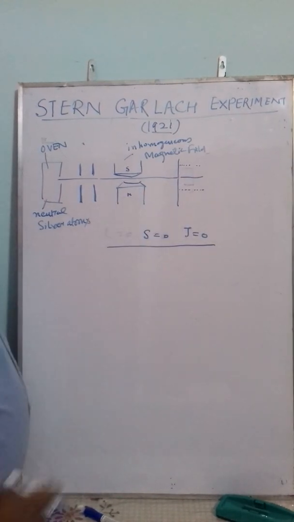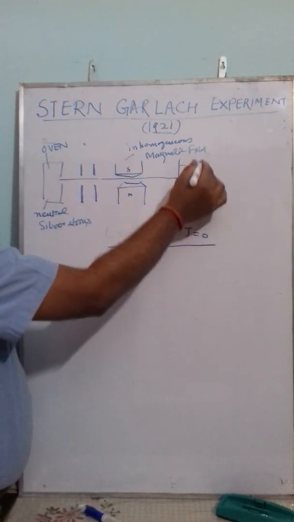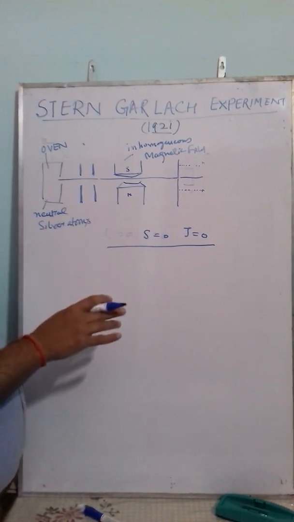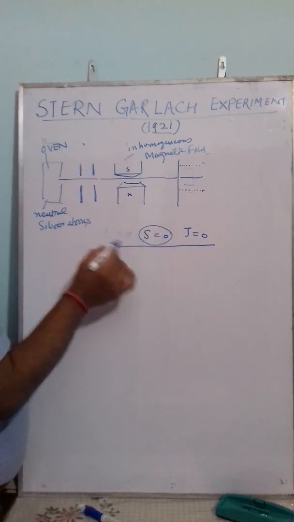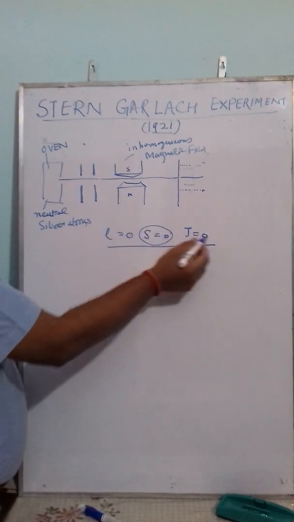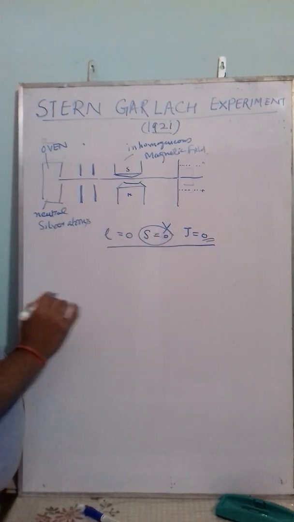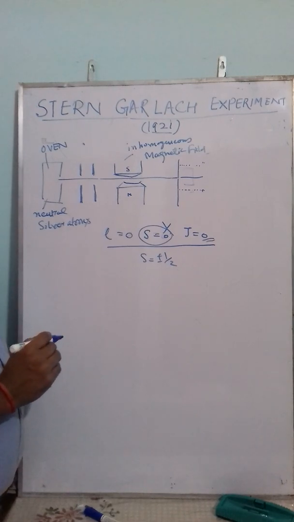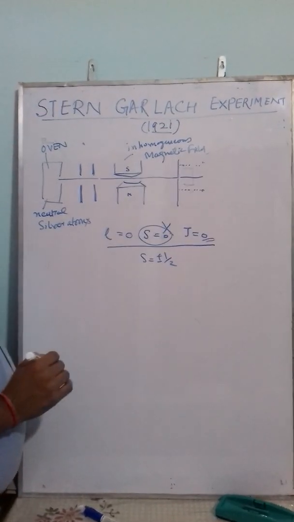like this, one line. But in all the experiments, they got two orientations, two traces, which confirms that there is a spin. Here they have taken L equal to 0, so J should have been 0, but that was not the case. S was plus minus half. So they have got the two traces over here.